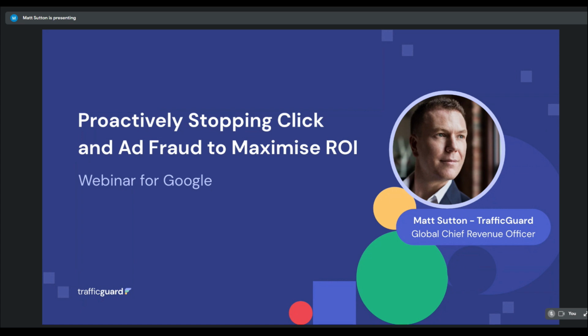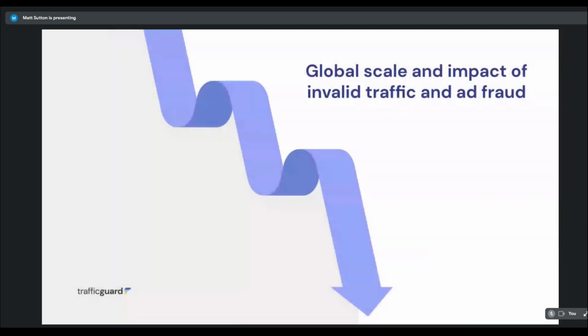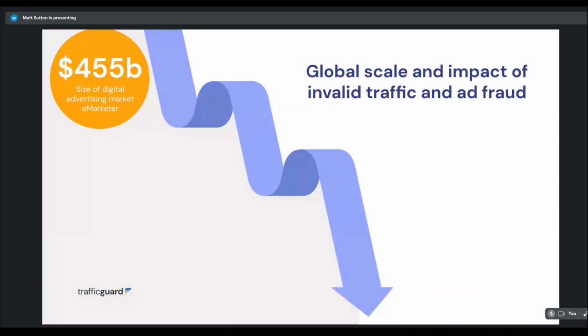We've only got 20 minutes for this session, so I am going to jump right in. And we're going to spend the next 20 minutes talking about the impact of ad fraud on your advertising budgets.